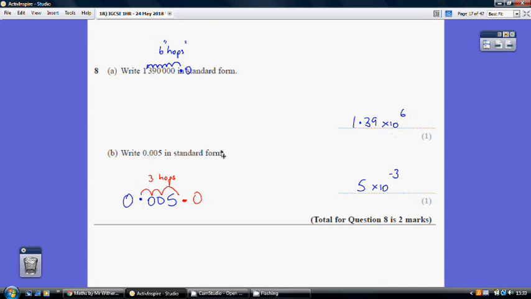Its standard form number has to be between 1 and 10. So where would the decimal point go? It would be going after the 5 to give us a number of 5. So we know it's 5 times 10 to the something, 5 being between 1 and 10. This is a small number, so we know the power is going to be negative. And again, how many hops? How many hops to take the decimal point from where it starts to after the 5? Well, that is 1, 2, 3 hops. So 5 times 10 to the minus 3.